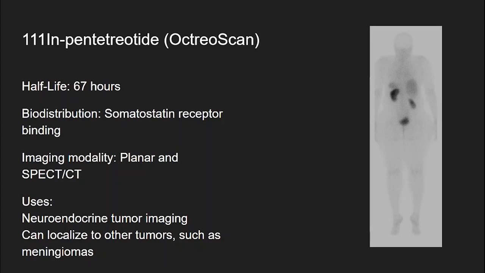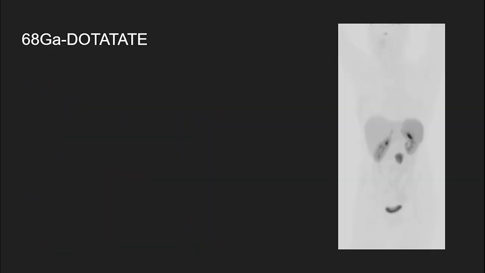The figure on the right is from a negative Octreoscan for carcinoid tumor. Interestingly, this scan missed small carcinoid metastases that were picked up later on a much more sensitive 68 gallium dotatate PET scan. This brings us to the 68 gallium dotatate radiotracer.